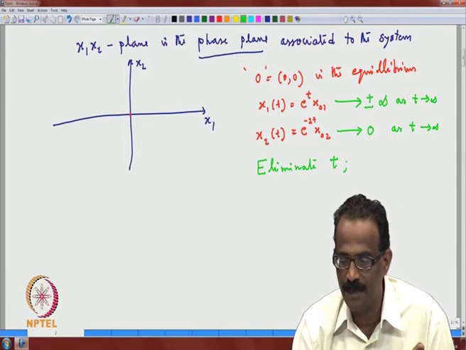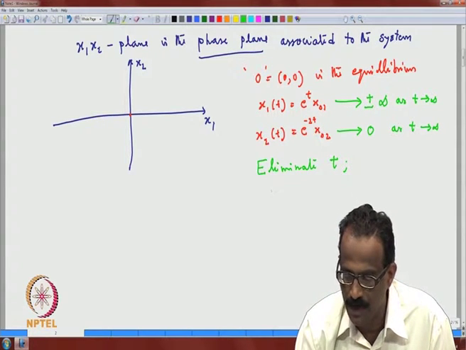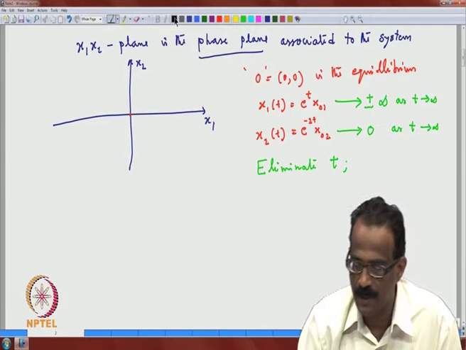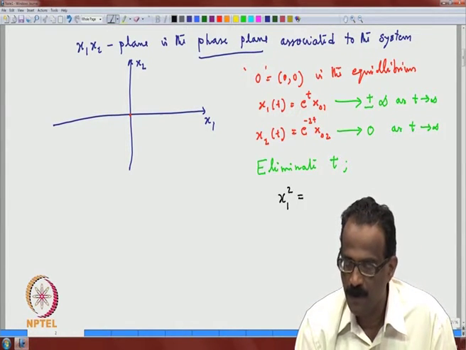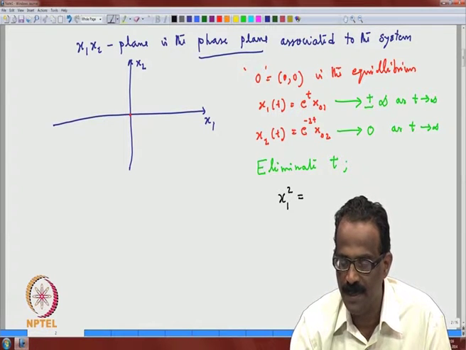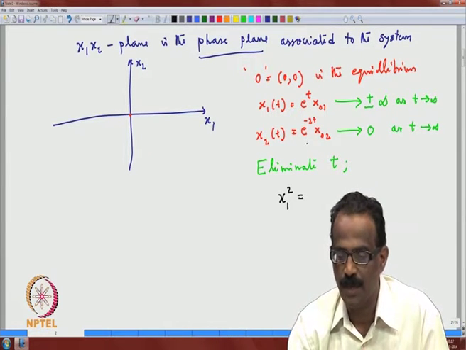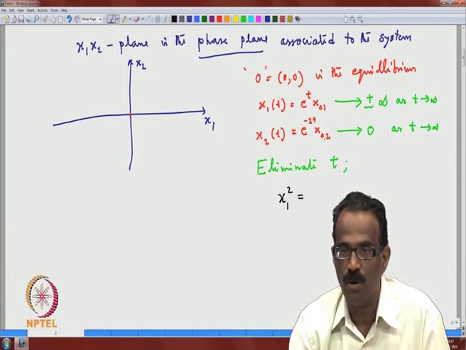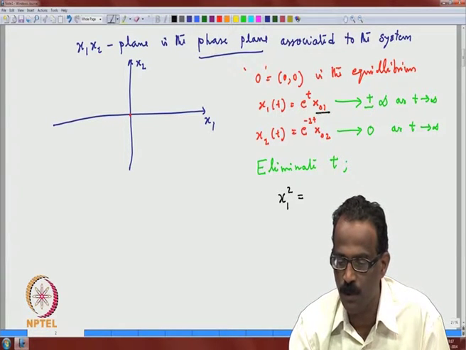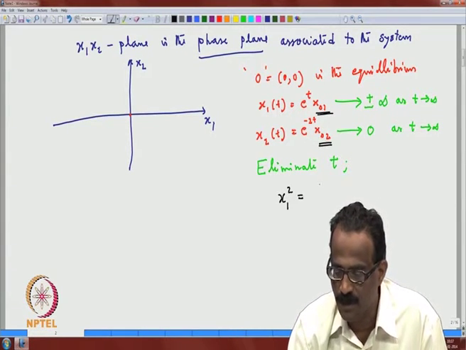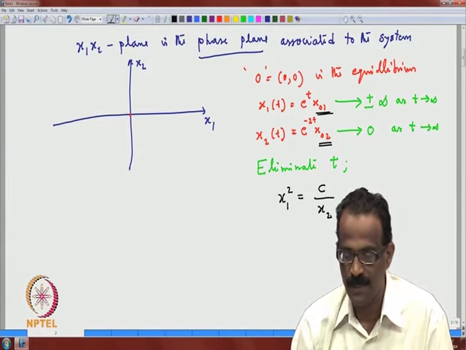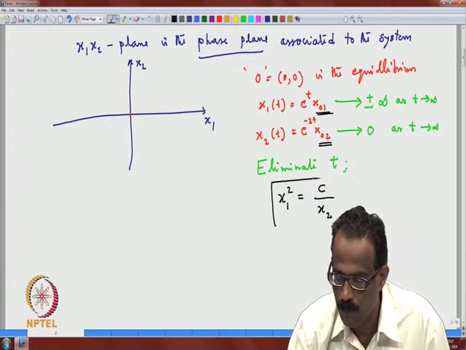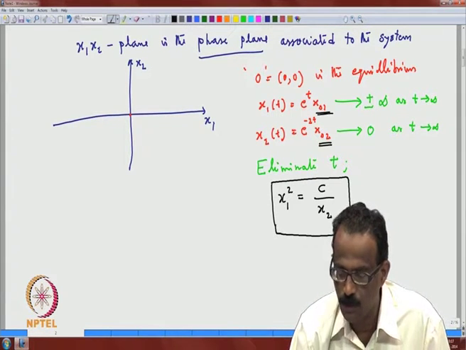The best way to eliminate is to square x1. If you square it, x1 squared will be e^(2t) times a constant, but e^(-2t) you can put in the denominator. These are all constants, x naught 1 and x naught 2 will be constant. So, you will get basically c by x2. See, this is the closed form of this solution.